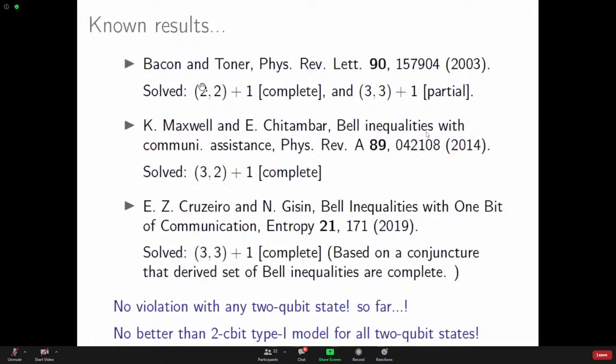And here they solved it completely, meaning they showed that there are no 2-qubit states which violate this type of auxiliary Bell inequalities. And there is another paper by Maxwell and Chitambar in 2014 where they solve this case completely. Solving completely means they could answer that there are no 2-qubit states which violate this kind of auxiliary Bell inequalities.